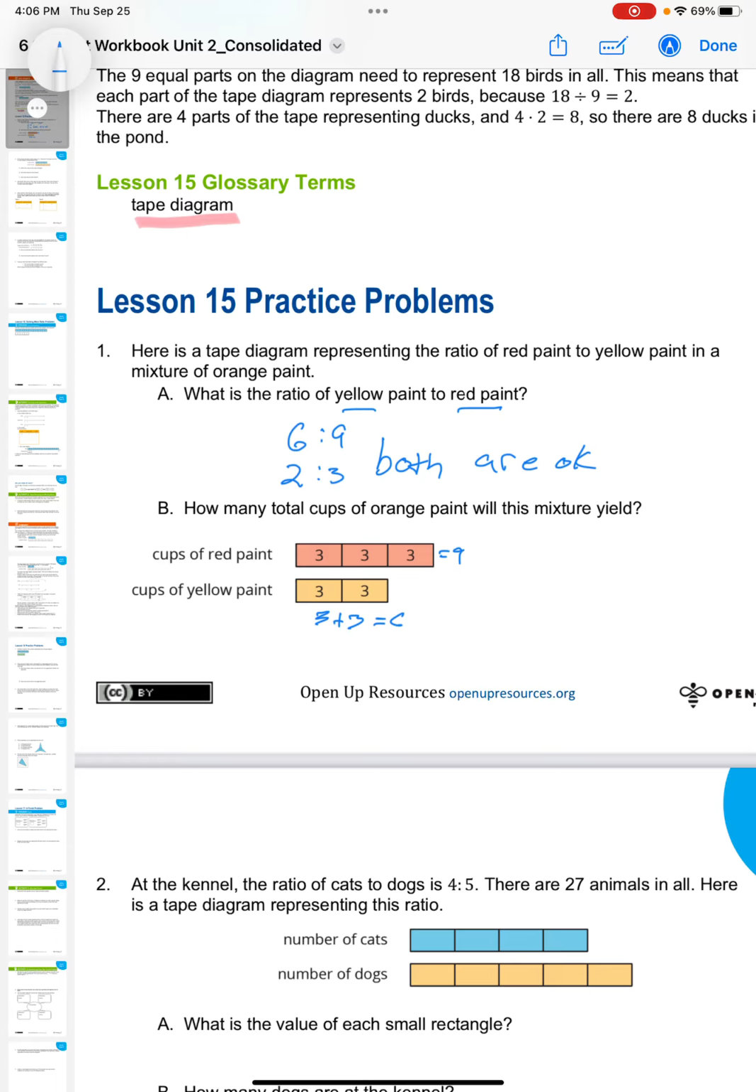And then how many total cups of orange paint will this mixture yield? Well, there's only one correct answer here. Since this is 6 and that's 9, 6 plus 9 is 15, and so that's our answer, 15.